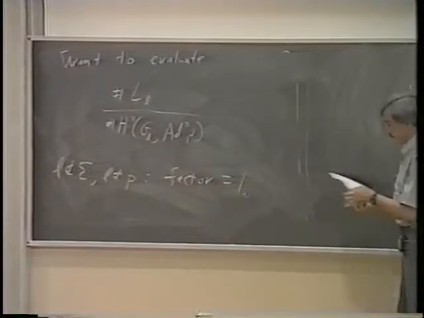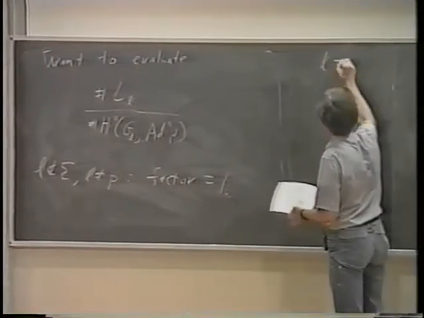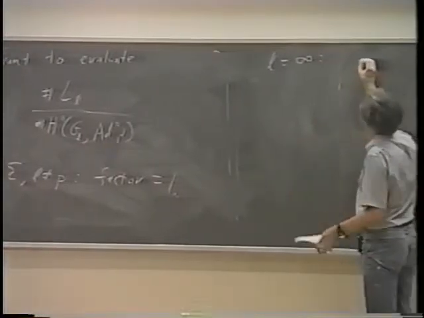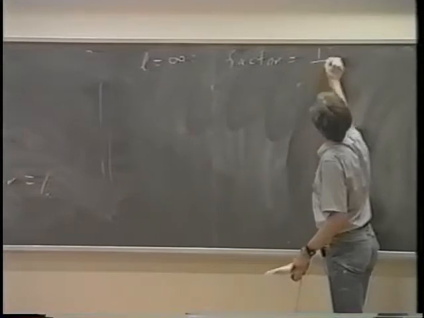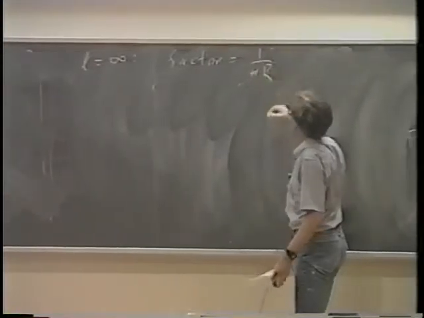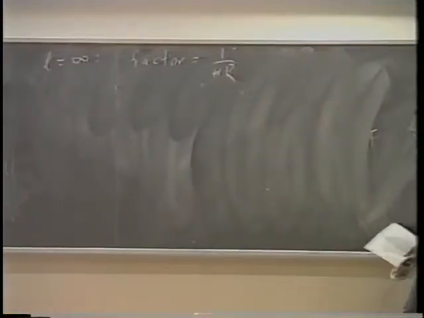Now, for L equal infinity, the factor is easy to evaluate. It equals 1 over the order of the ring, R. That's very easy also.